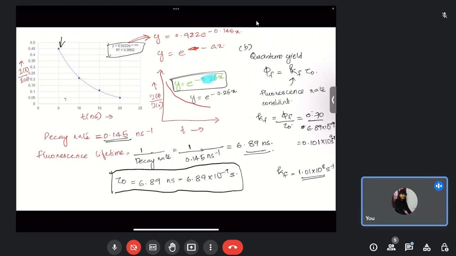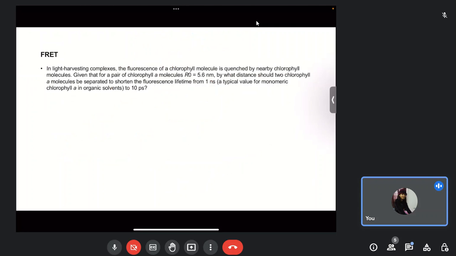So the second question relates FRET and the lifetimes of a molecule, the donor molecule, with and without FRET happening in that particular system.